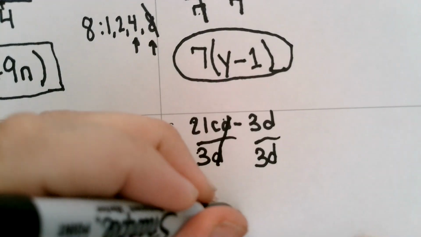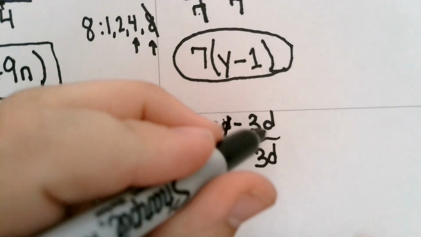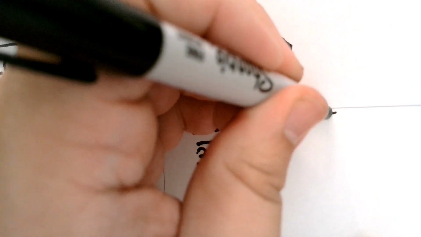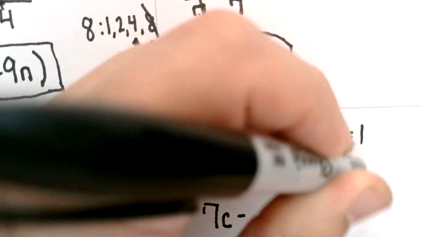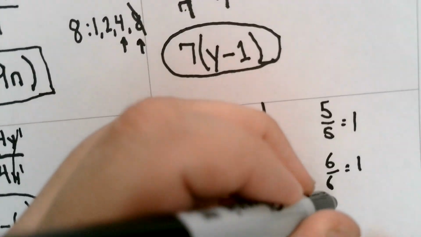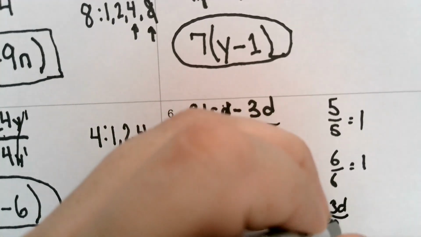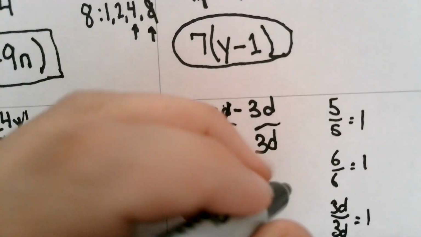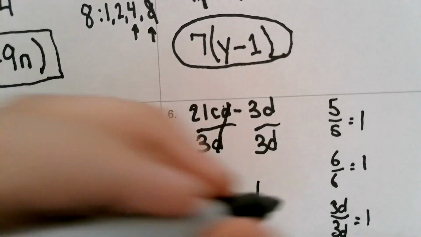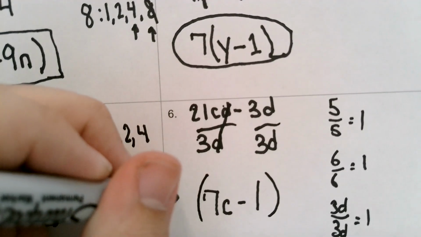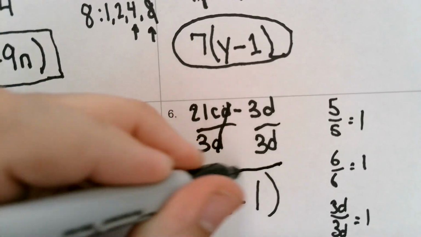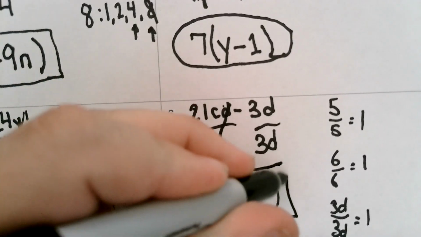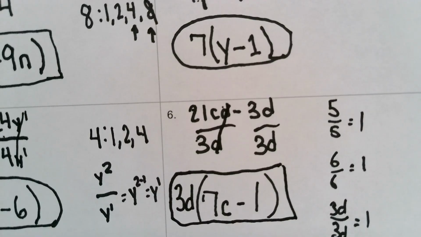Minus 3D divided by 3D. We know that anything over itself is 1. 5 over 5 is 1. 6 over 6 is 1. So therefore 3D over 3D would equal 1. So this would just be 1. Take the parentheses off. Put your greatest common factor on the outside. And you're done.